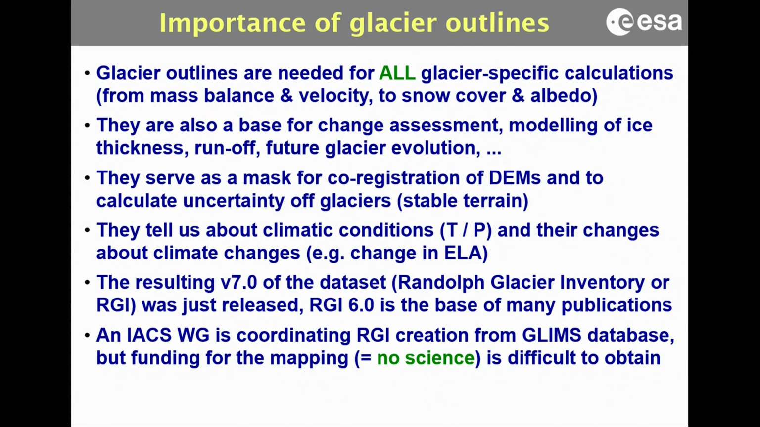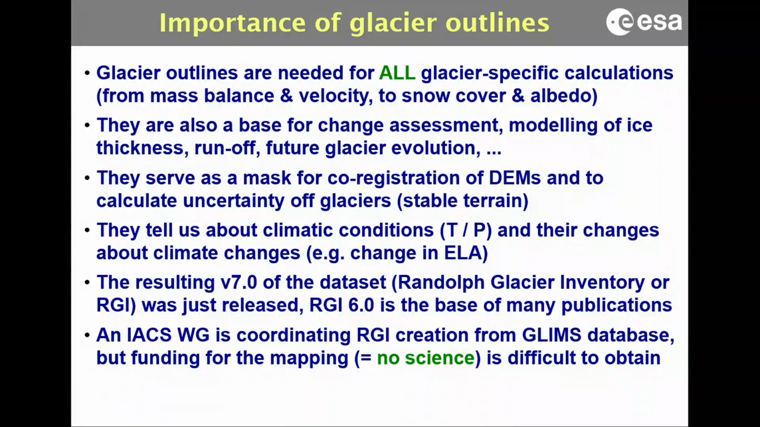However, it still refers to a snapshot around the year 2000 and is not multi-temporal, which is the case for the GLIMS Glacier database, Global Land Ice Measurements from Space. There we have all data sets that have been created included. So if you want to see how glaciers have changed through time, you have to go to the GLIMS database.